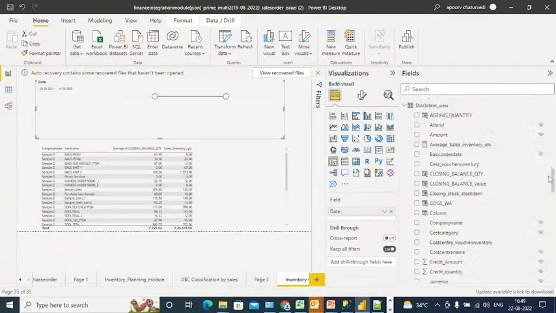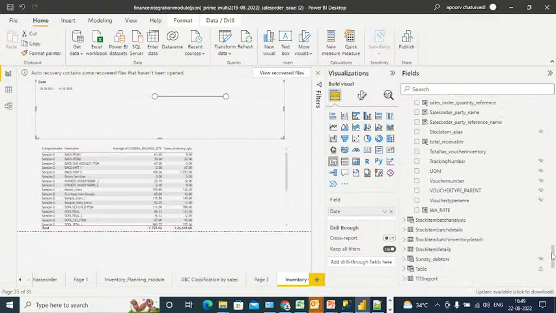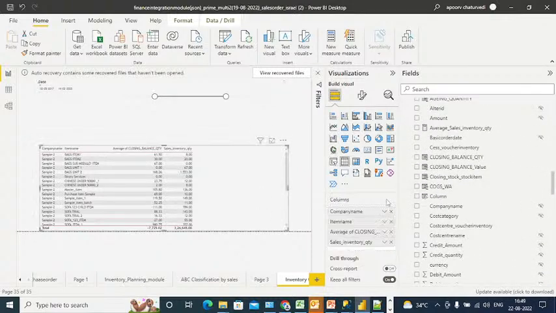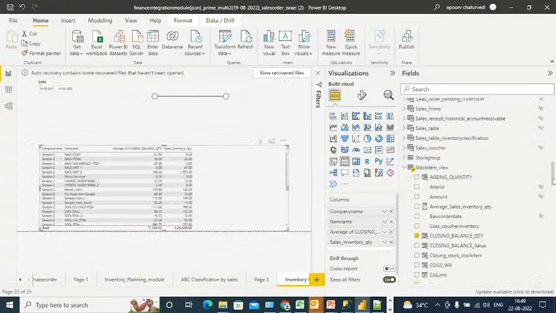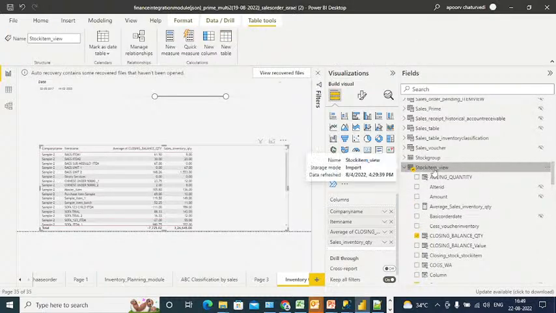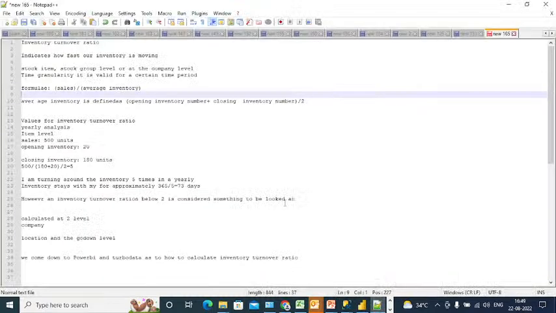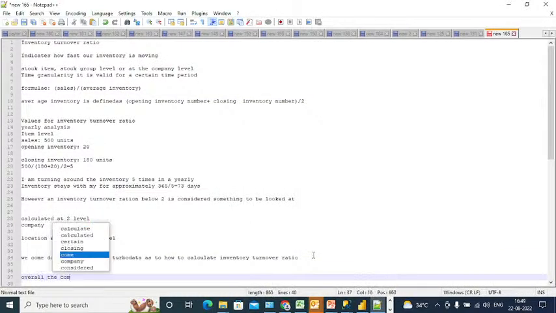I go here, I pick this up, and I make a new column. In that particular column I'll simply say sales divided by average inventory, which gives the inventory turnover ratio. Now this was as far as the overall company is concerned, right?